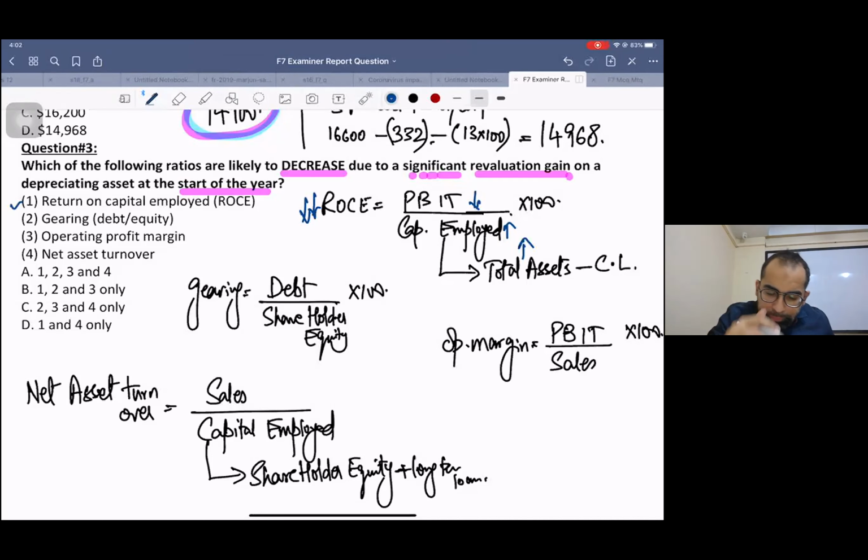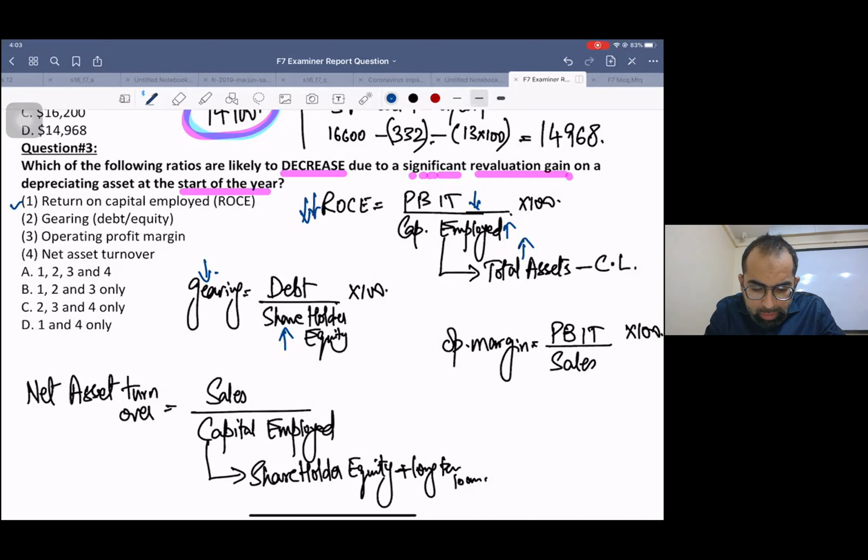Now come to point number two, gearing. Gearing means here the debt equity ratio. The formula of gearing is loan divided by shareholder equity times 100. Because of upward revaluation there is no change in loan, but yes, your equity goes up, because the revaluation reserve is part of equity. So when your shareholder equity goes up, the denominator of gearing is going up, so gearing will automatically go down.